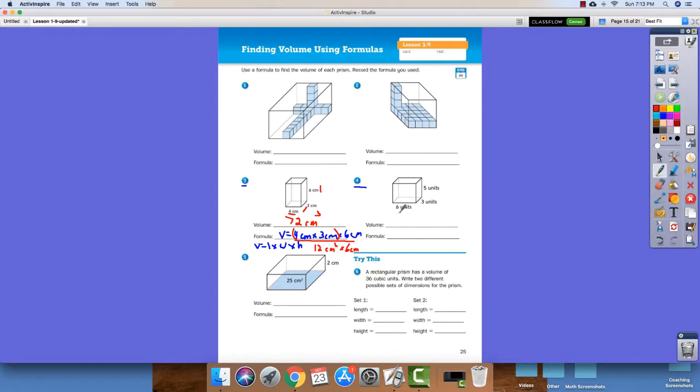Okay. Number 4 is laid out in a similar way. They give me my length, my width, and my height here. So my formula, okay, I could use length times width times height. That should be a W there. So volume for this one would equal, and they're using units, okay, so it'd be 6 units times 3 units times 5 units.